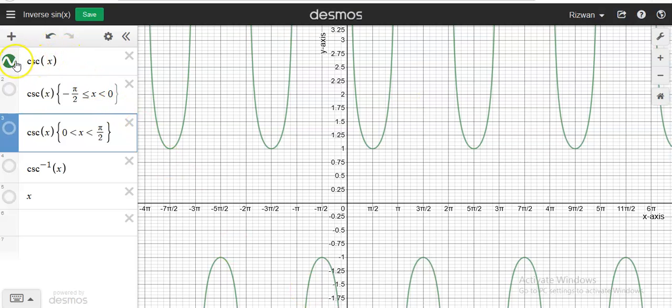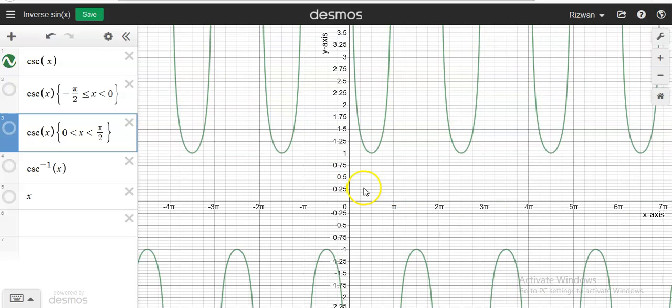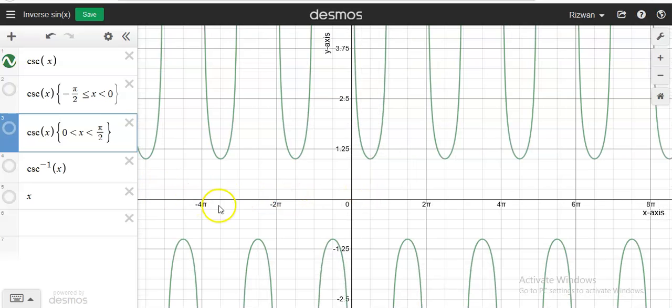So let's see the cosecant function. If we apply the cosecant function, we can see that since at every pi it becomes undefined, where sine theta is not defined, cosecant is also not defined. So this is a graph of the cosecant function. So if we want to plot the principal cosecant where the one-to-one function is there, then we can plot here.